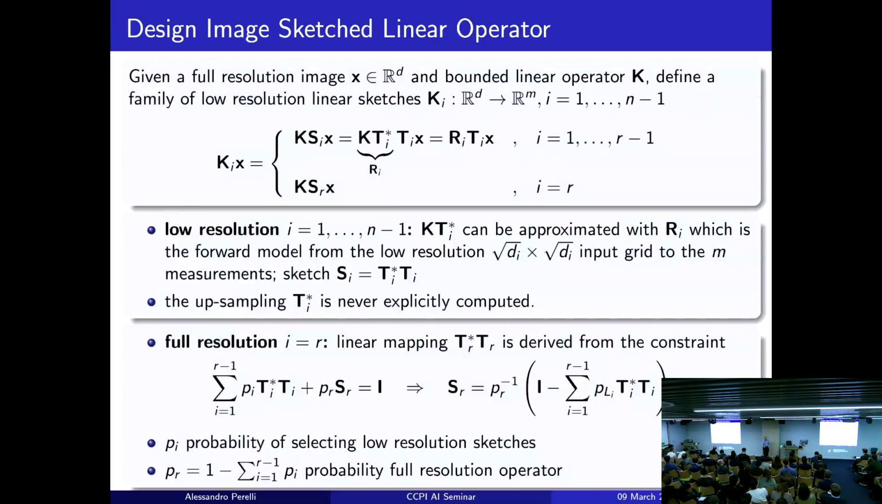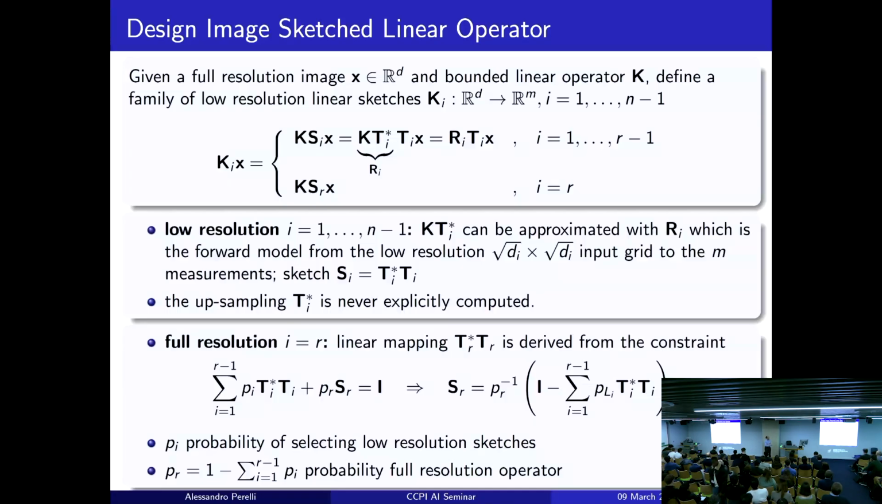Now, when we apply the operator, we have a family of operators K_i, where i goes from 1 to r minus 1, so without the full resolution. This is K times S. Now, the important thing here is that practically we never compute T_i adjoint. So, for example, if you're working on X-ray, this operator K T star will be equivalent to the ray tracing between a low resolution grid in the image domain and the measurement domain.